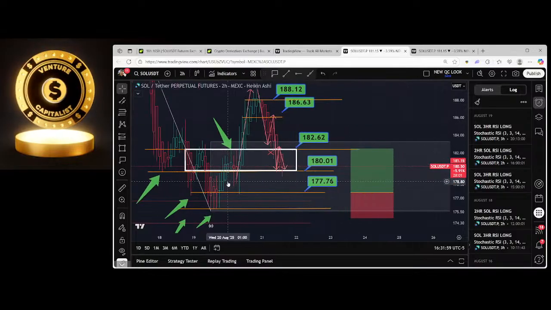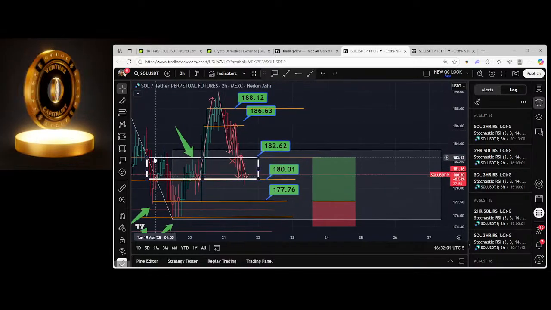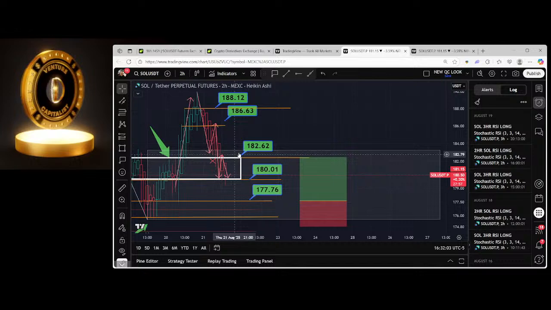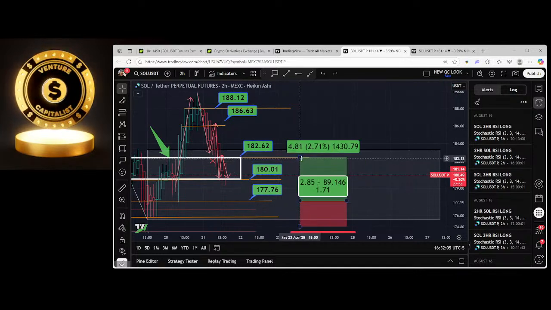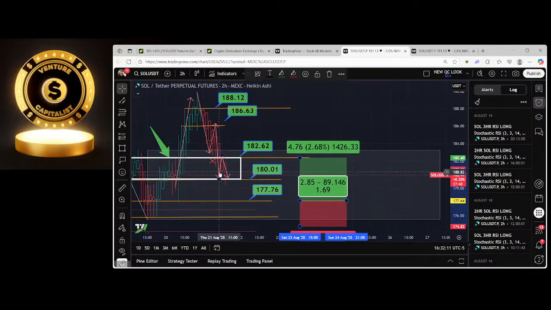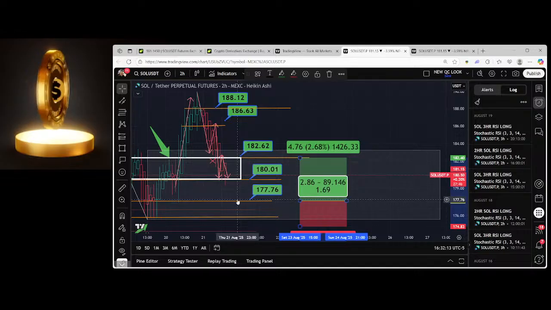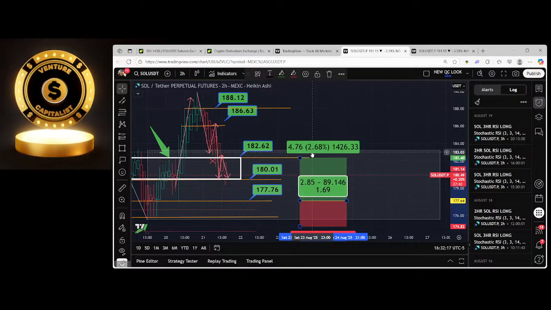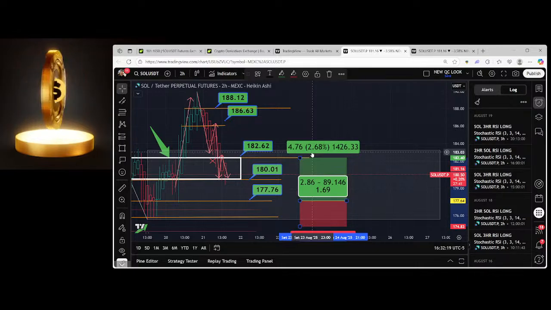You want to say worst case scenario, if it bounces up to here, which is simply the 182.62 mark. If it does that, now you can see from your entry point, if it does go all the way down to here and bounces up to here, it's a 2.6, right?